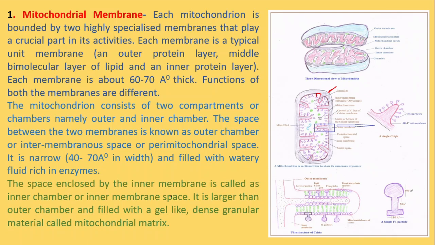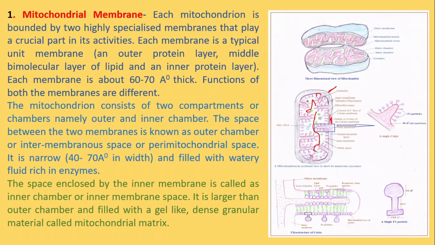The space enclosed by the inner membrane is called the inner chamber or inner membranous space. It is larger than the outer chamber and filled with gel-like dense granular matrix material. It is known as the mitochondrial matrix. So all this part is known as the inner mitochondrial chamber. This is the inner chamber, and this is the outer chamber.